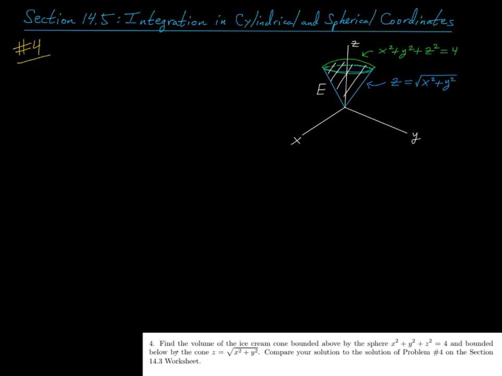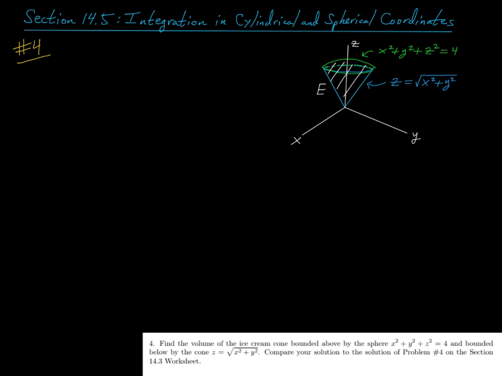Notice also that this is the same question as problem number 4 on the section 14.3 worksheet. And in that solution, we computed the volume of this ice cream cone by computing a double integral. Now if we project this solid onto the xy plane, we get a disk, and so we computed a double integral over that disk, and so we used polar coordinates. Now in this solution we're going to compute the volume using a triple integral, and we'll compute that triple integral using cylindrical coordinates. And we'll see that our solution winds up looking rather similar to what we did back in 14.3.